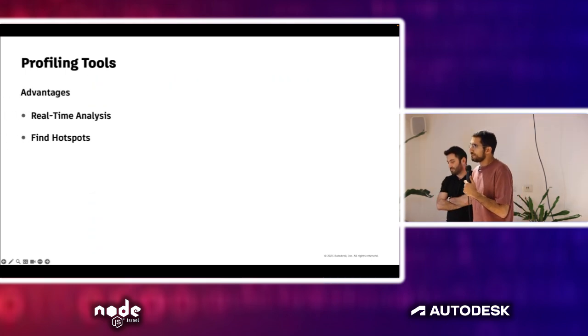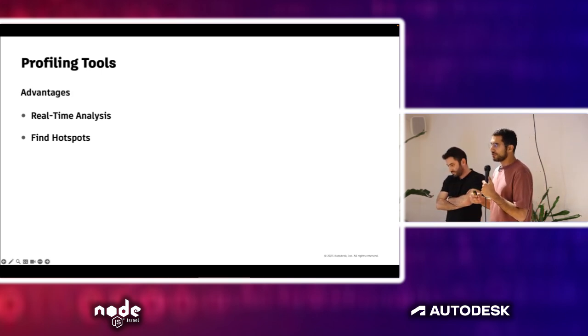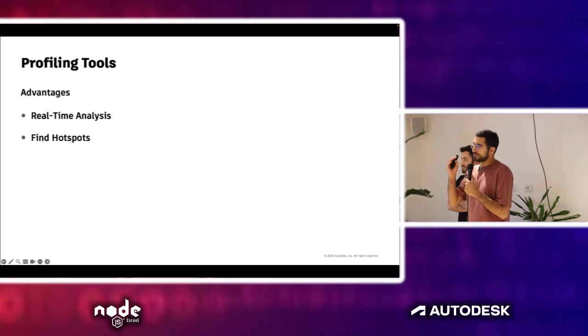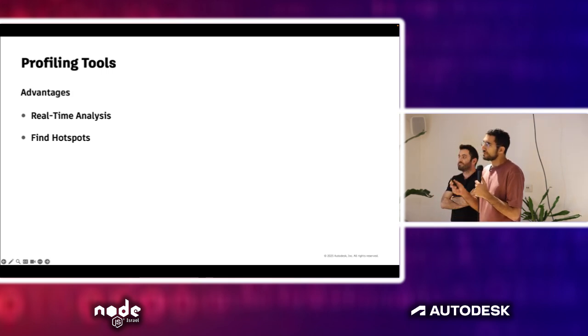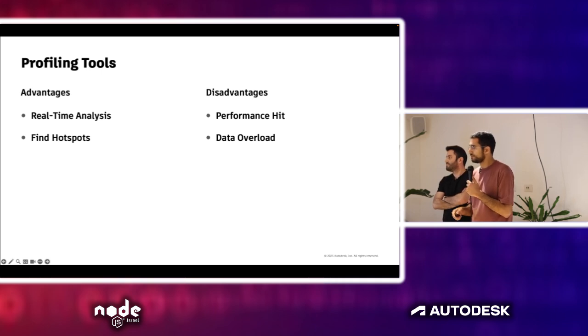This also has some advantages. Basically, it tells us exactly what's going on in the system. You can see the exact memory and the CPU that is being allocated. It also allows you to find hotspots, as we saw in the flame chart. It tells you exactly what is allocating it. But it has a lot of disadvantages.